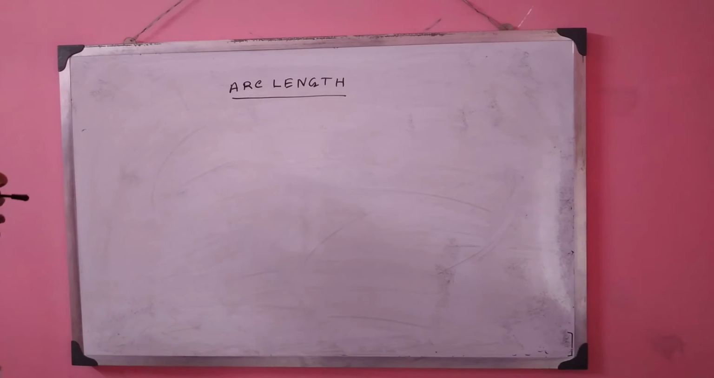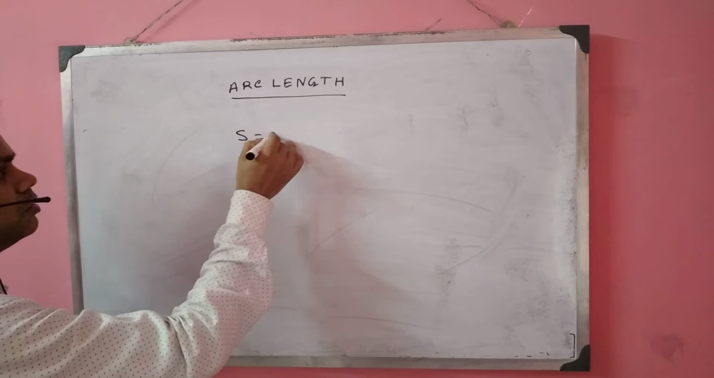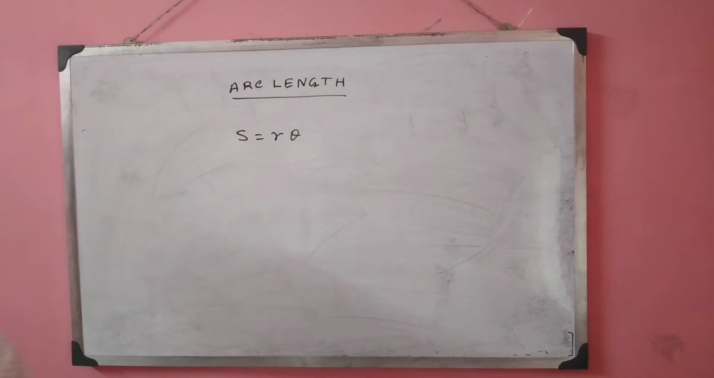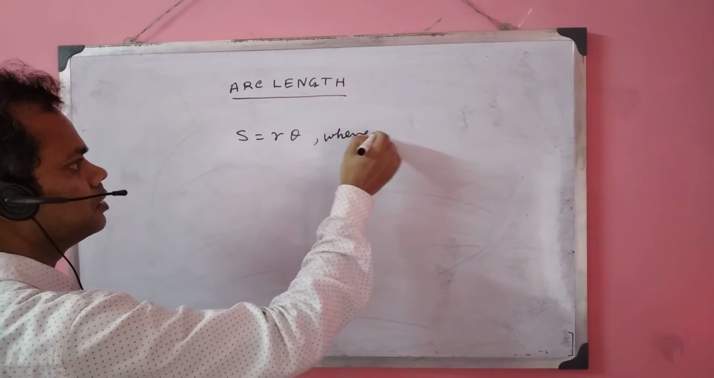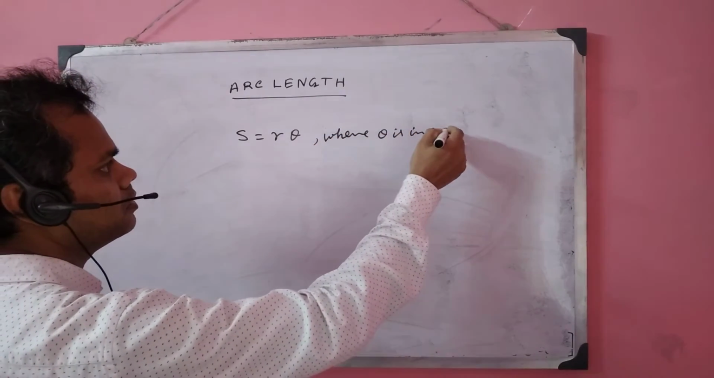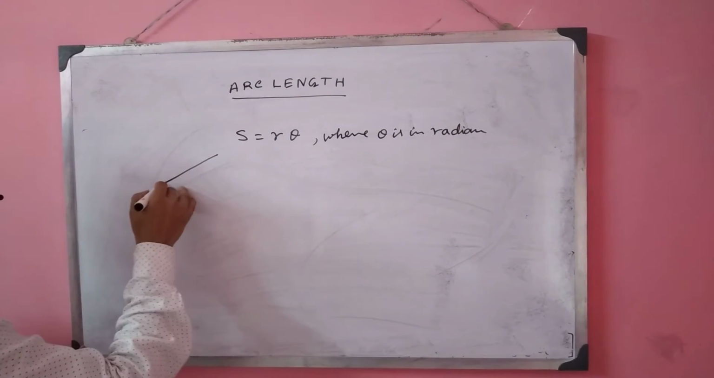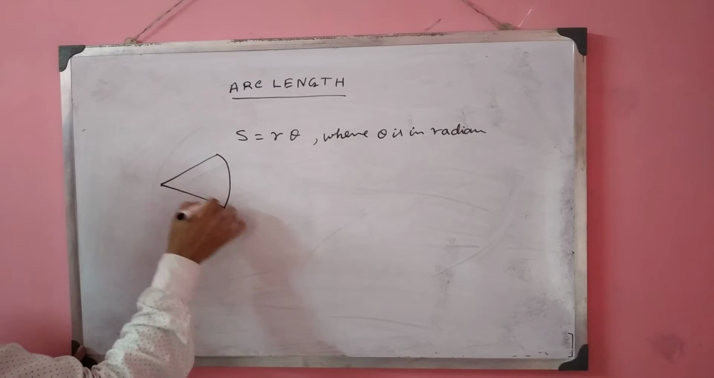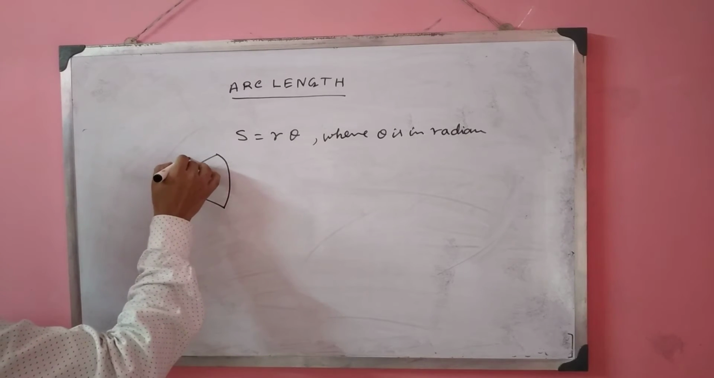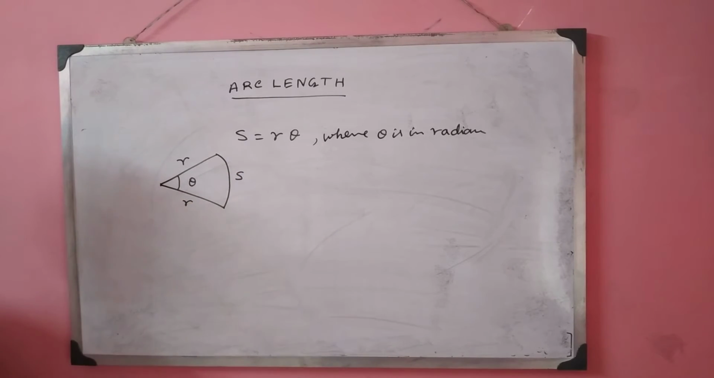Arc length. The formula of arc length is S equals R theta, where theta is in radian. This is theta, this one is R, this one is R. So S equals R theta. R is the radius and theta is the angle made at the center of the circle.